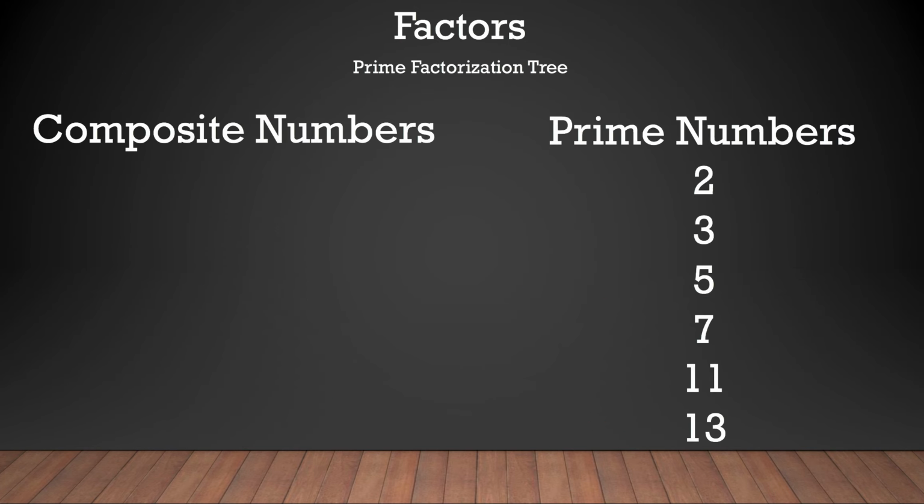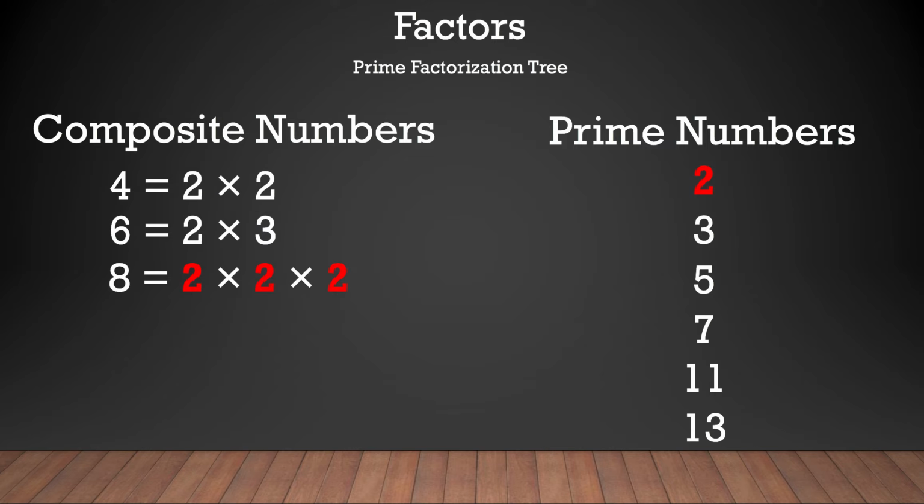Now let's take a look at the first composite numbers. As before, we've written down the first few prime numbers to help us. Let's take a look at 4. Okay, so if we take a look at the composite number 4, we have 2 times 2, which are both prime numbers, and the result is 4. Now if we take a look at 6, we have 2 times 3, which gives us 6.